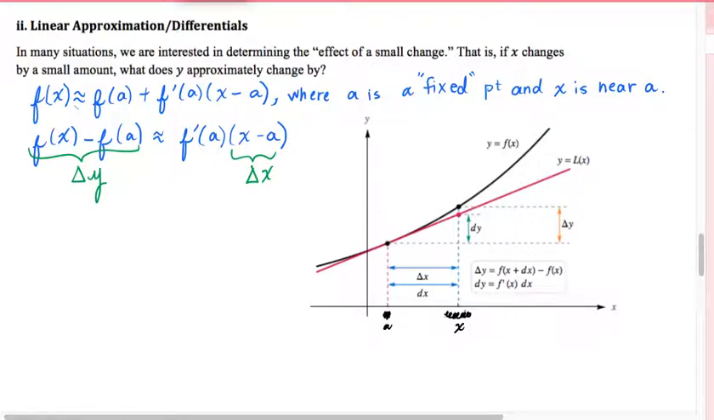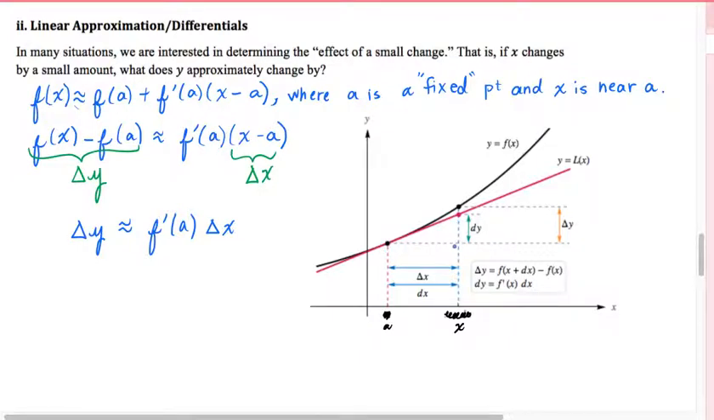So another way of writing this is to say delta y, or change in y, the change in the y values between x and a, is roughly equal to f prime of a times the change in x. And it's the same idea we were working with before with approximating the values, only now we're approximating the change in the y value as x goes from a out to a random x.